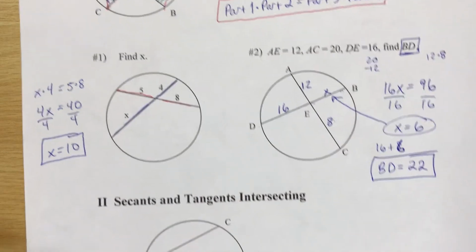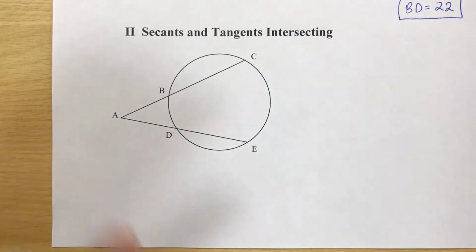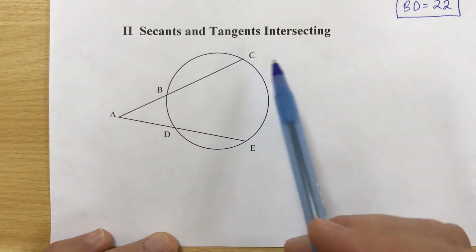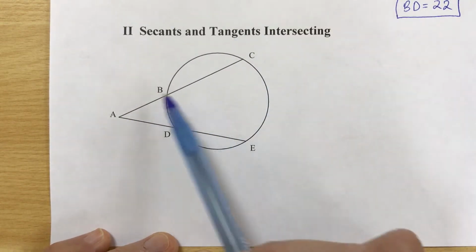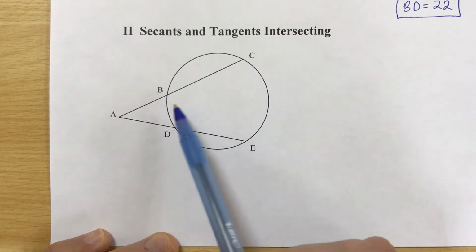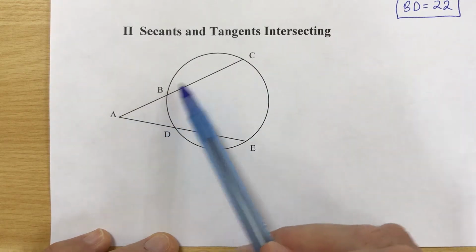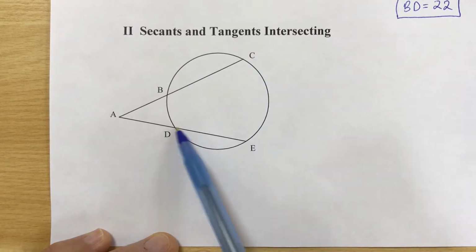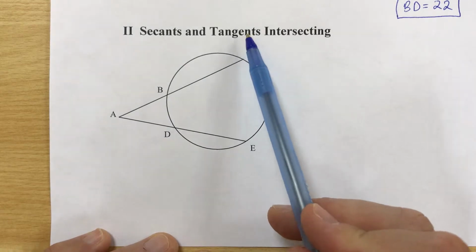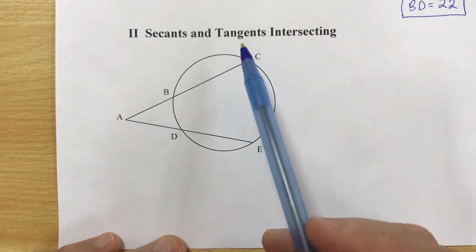Not bad. All right, now the second situation is what happens when we have secants and tangents that are intersecting. Now to show you where the formula is coming from, I've drawn two secants, AC, AE. Remember that secants intersect a circle in two places here. Tangents only intersect in one. We'll get to the tangent situation in a moment.